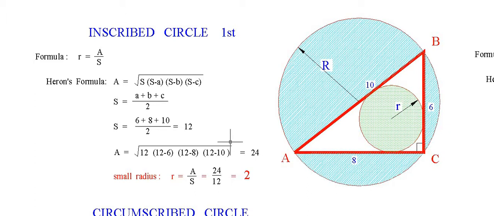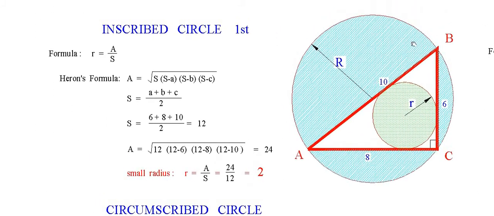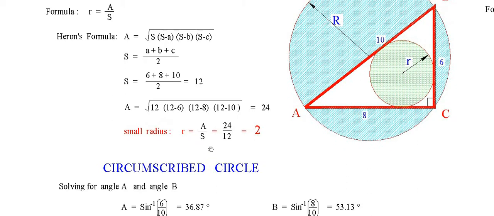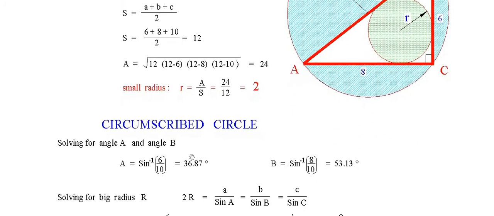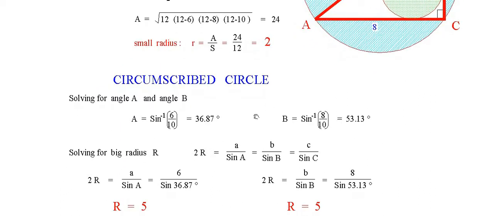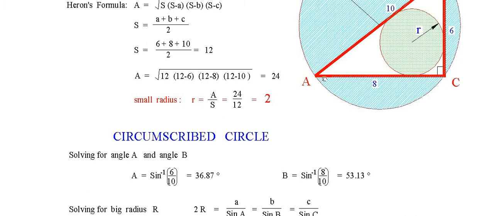Then for the circumscribed circle, the big radius encircling the vertices of the triangle, we call the radius big R. So we have this. First we have to solve for the interior angles A and B.